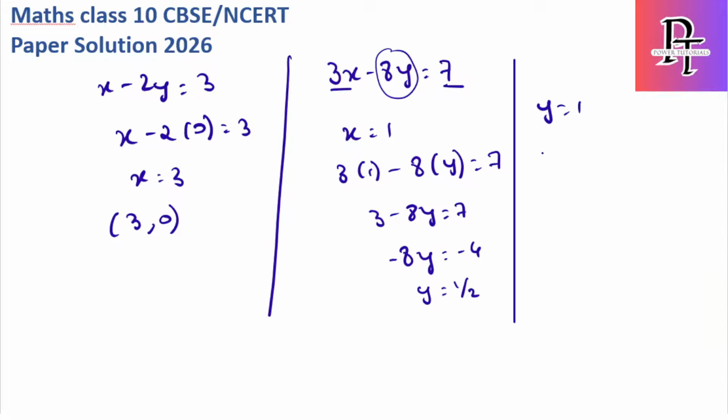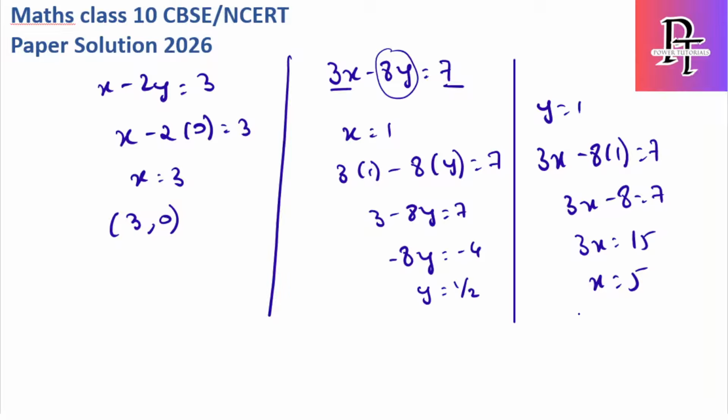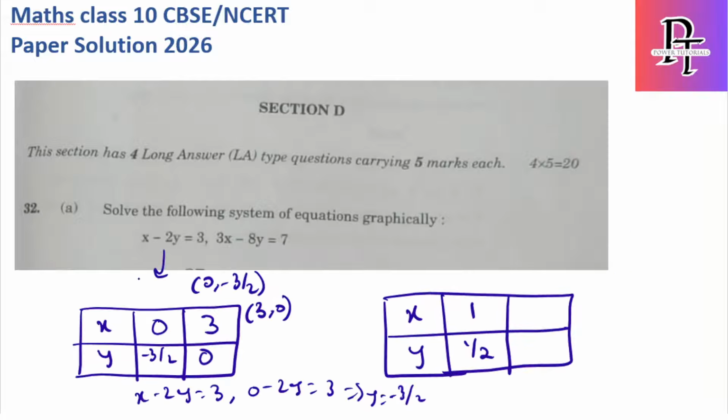अगर मैं y वैल्यू 1 ले लिया तो क्या होगा, 3x माइनस 8 इंटू 1 इज इक्वल टू 7. तो 3x माइनस 8 इज इक्वल टू 7. अगर 8 राइट साइड ले गया तो 8 प्लस 7 होगा 15. सो x वैल्यू होगा 5. तो मुझे सेकंड पॉइंट भी मिल गया, वो 5,1, और फर्स्ट पॉइंट 1,1/2. तो अभी सेकंड लाइन के लिए मुझे 2 पॉइंट्स मिल गए, 1/2 और अदर वन इज 5,1.